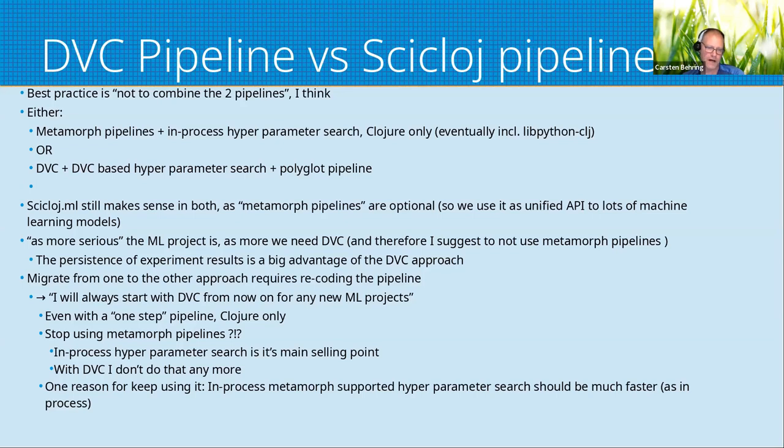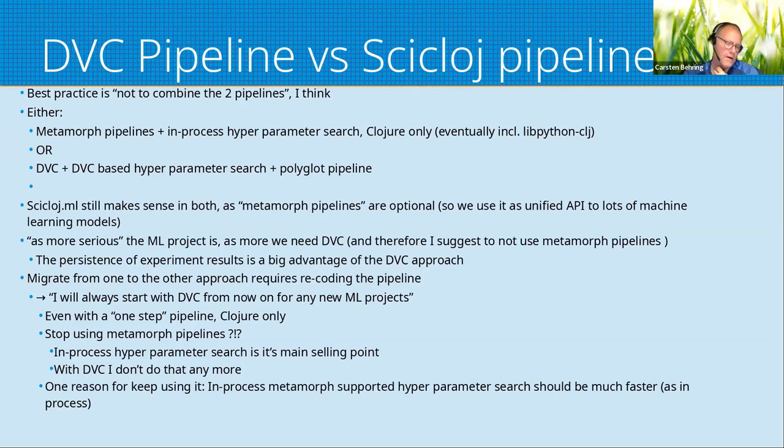Migration from one approach to the other doesn't work either, because if you start with the Metamorph pipeline approach and then want to go to DVC, you need to rewrite your pipeline. The way the hyperparameters are given is completely different in the two forms. So to a large extent, you need to change what you did before. So it is a decision which needs to be taken at the beginning. Personally, I will now always start with DVC from the first day. Even if I have only two lines of Clojure in the beginning, I will use DVC from the first day.